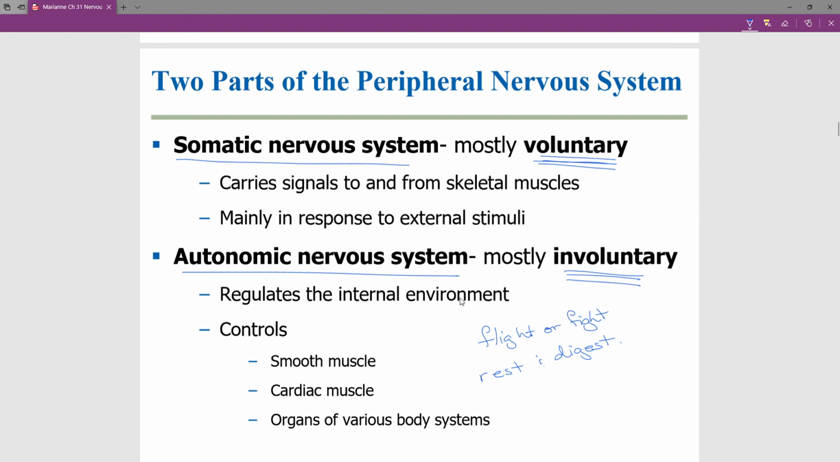The somatic nervous system, or those voluntary, are all the things that control your voluntary muscles, your skeletal muscles, your striated muscles, and mainly respond to external stimuli.